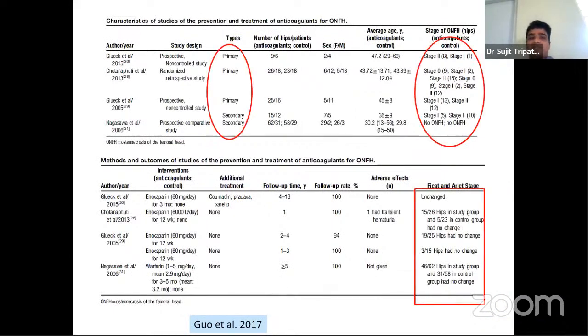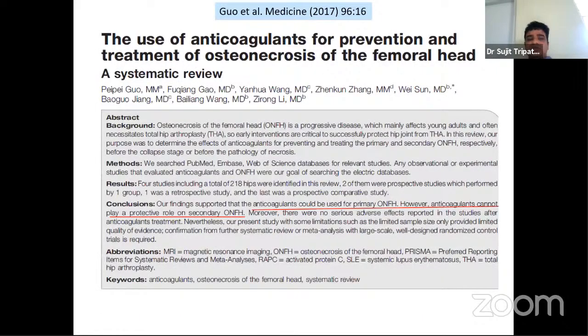And all these 4 studies, recently the meta-analysis by Guo et al. was published. In 2017, they noted that particularly in primary osteonecrosis of the femoral head, the disease is not progressing and it has a beneficial effect. So they concluded that anticoagulants could be used for primary osteonecrosis of the femoral head. However, it cannot play a protective role in secondary osteonecrosis of the femoral head.